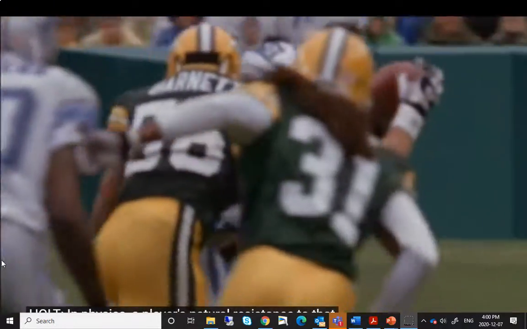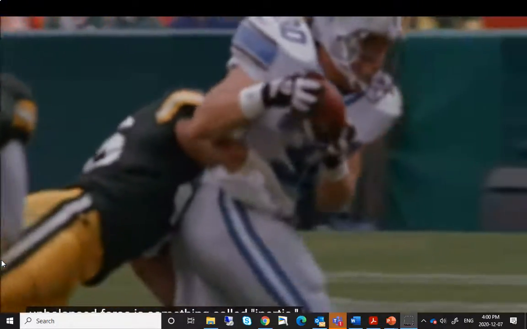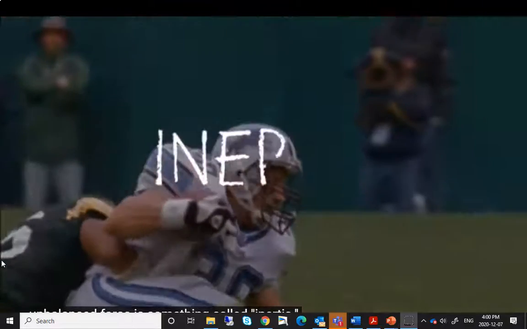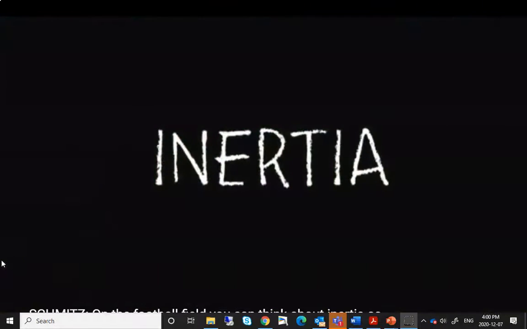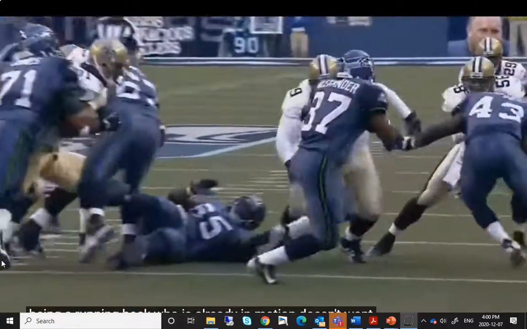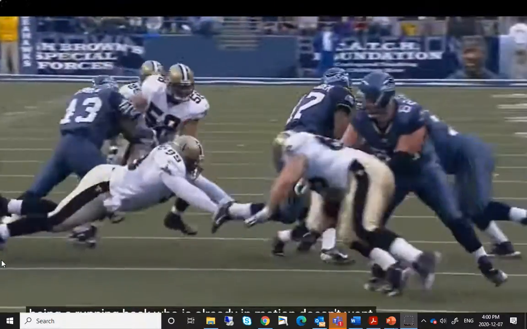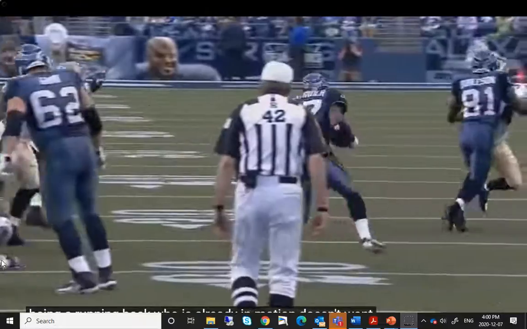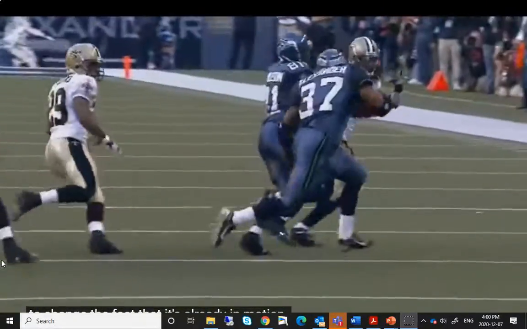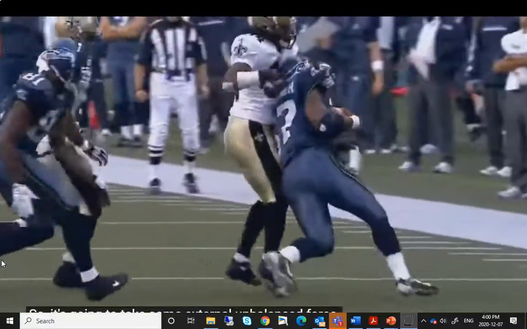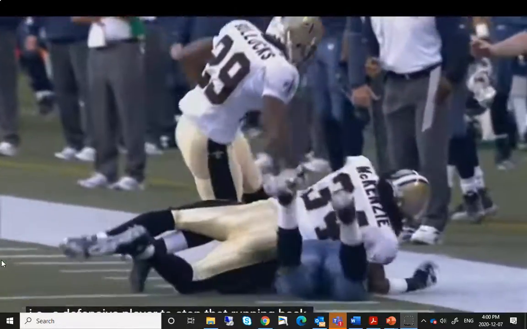In physics, a player's natural resistance to that unbalanced force is something called inertia. On the football field, you can think about inertia as being a running back who's already in motion and doesn't want to change the fact that he's already in motion. So it's going to take some external unbalanced force, i.e. a defensive player, to stop that running back.